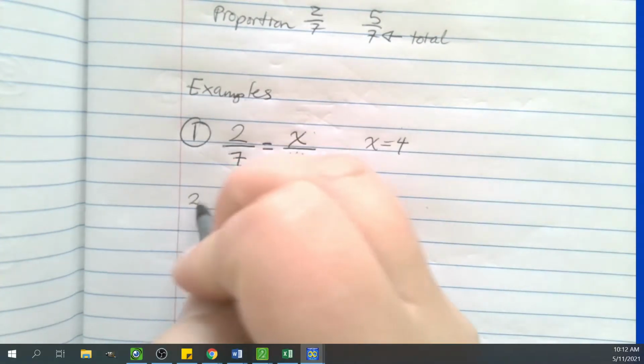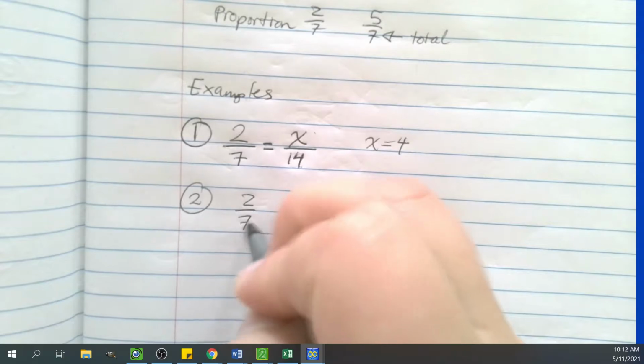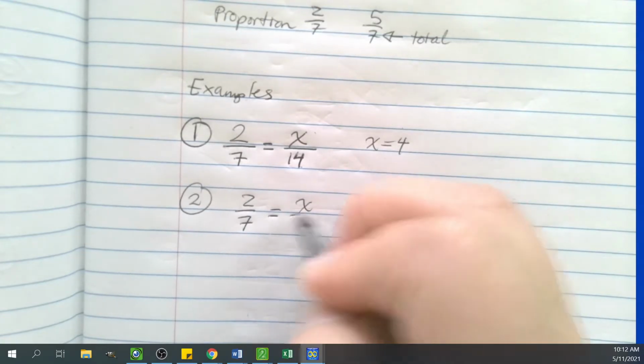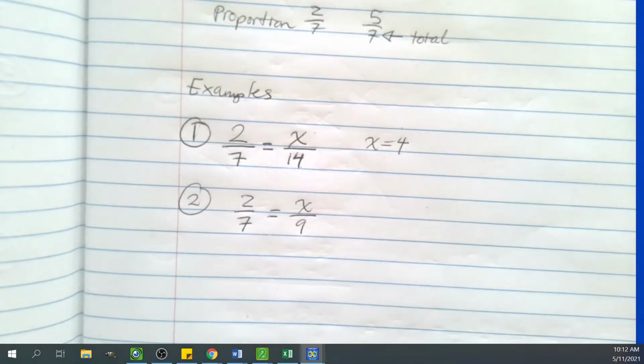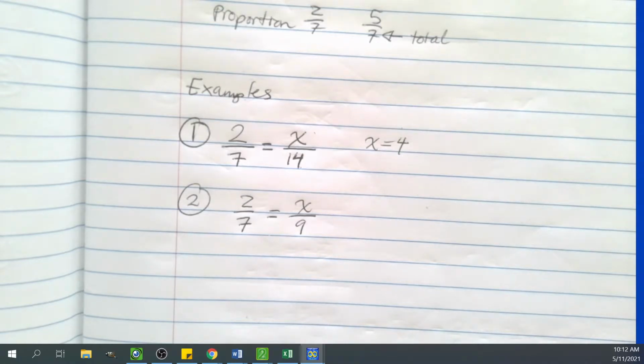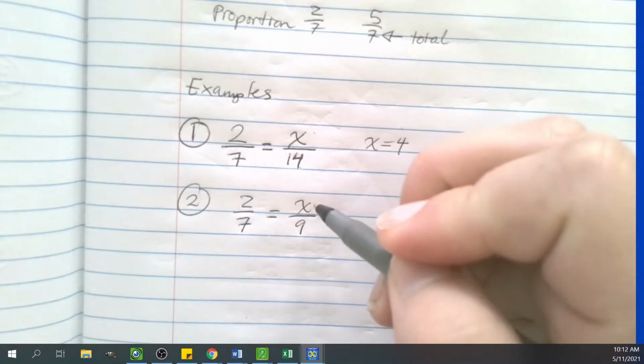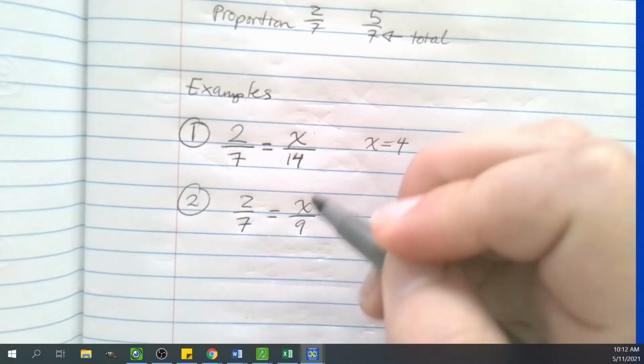What if it was something less beautiful? What if it was something like 2 out of 7 is equal to x out of 9? Pardon? Add what? 2. With what? 7. Nope. So what we want is to get the x alone. Just like always, we want to get that alone.